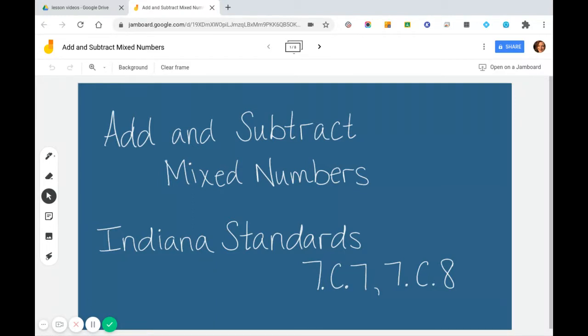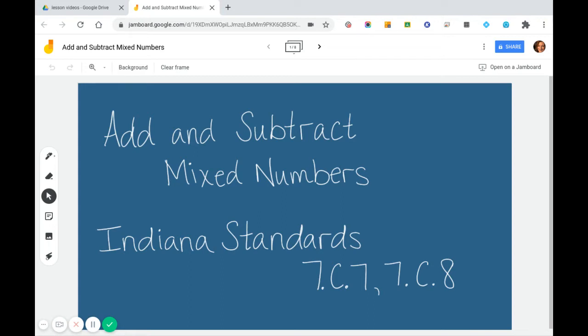Today in this lesson, we are going to work on adding and subtracting mixed numbers. You should already know how to add and subtract fractions with both like and unlike denominators. If not, I do have a video for that on my YouTube channel, Math with Luger. I would encourage you to check that out first. We'll also continue to use some positive and negative numbers, so make sure you are familiar with integers as well.